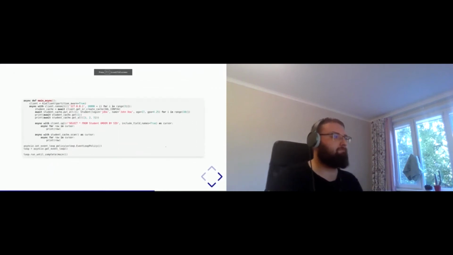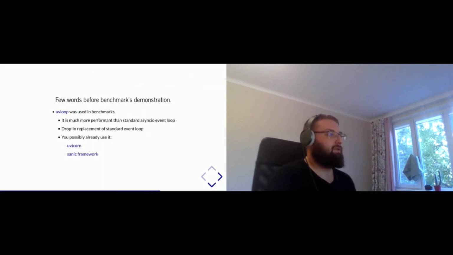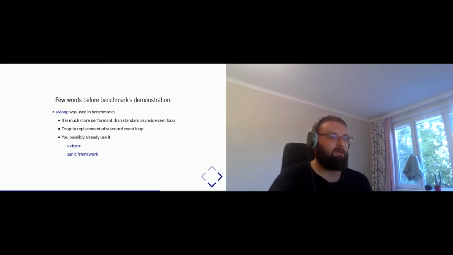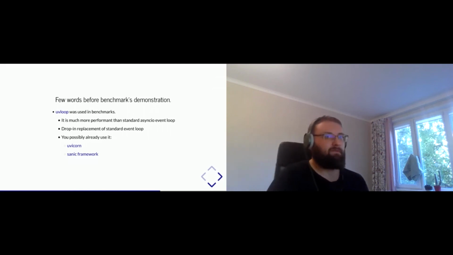Okay, a few words before the benchmarks. I use uvloop in the benchmarks. This is a drop-in replacement of the default event loop that's shipped with the standard CPython implementation. This is Cython bindings to libuv. libuv is the core of Node.js and probably the fastest event loop implementation in C, but only for Linux and macOS, as far as I know.